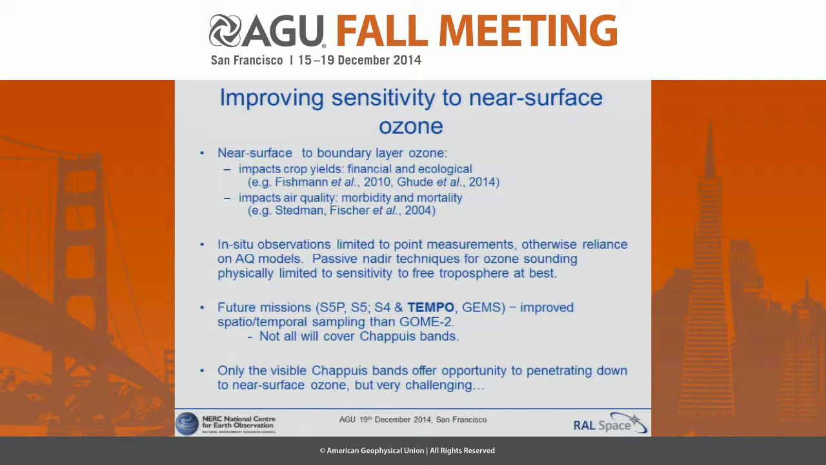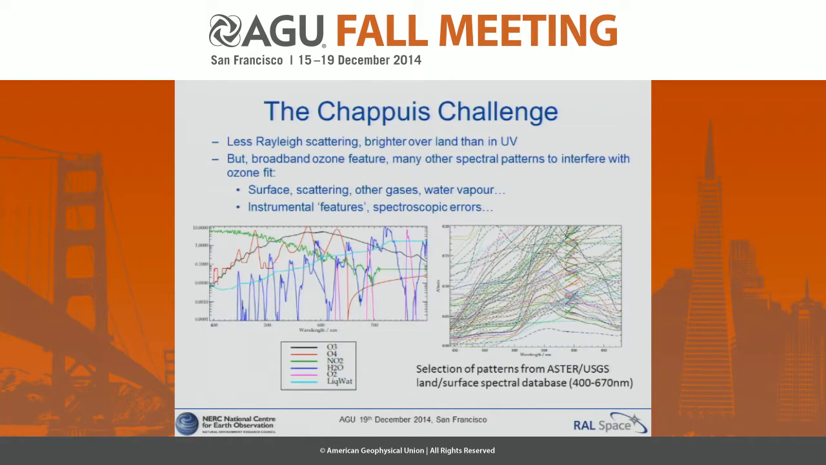Passive nadir techniques, both in the UV and the infrared, are very limited physically in how far down in the atmosphere they can penetrate, both from scattering and thermal contrast. So really, visible channels offer the only opportunity to penetrate down to the near surface. There are some future missions, the Sentinels from Europe, TEMPO and GEMS, which will have improved spatial and temporal coverage than GOME-2, which is what I'm going to talk about today. But not all of these instruments will cover the Chappuis bands, which is where this visible information is. But it's a very difficult problem to do.